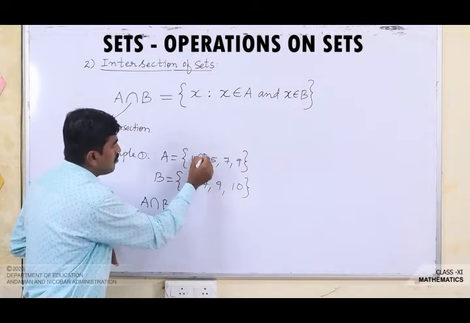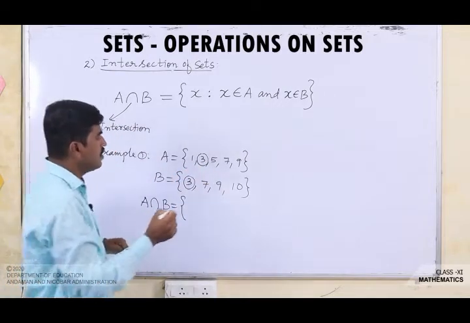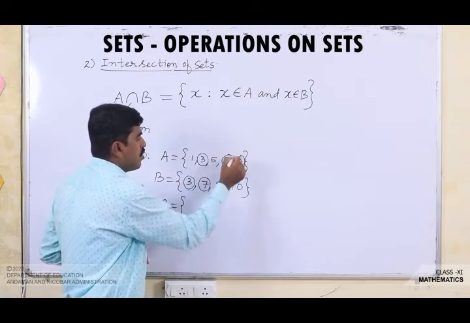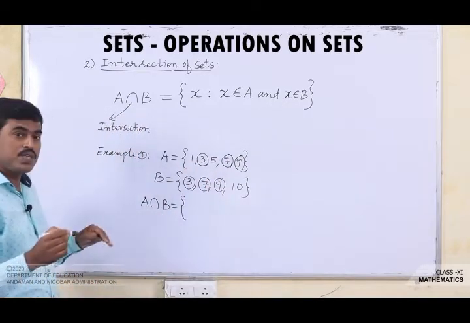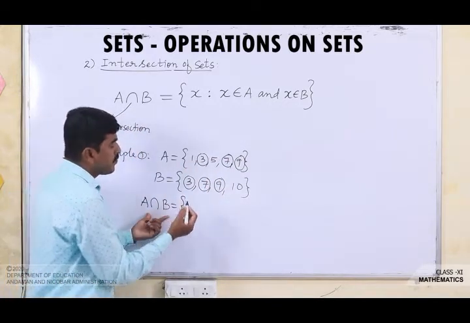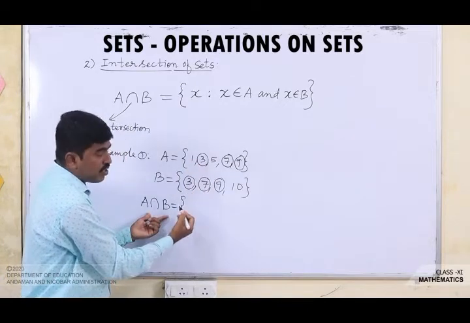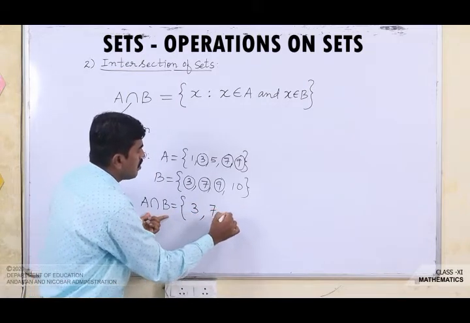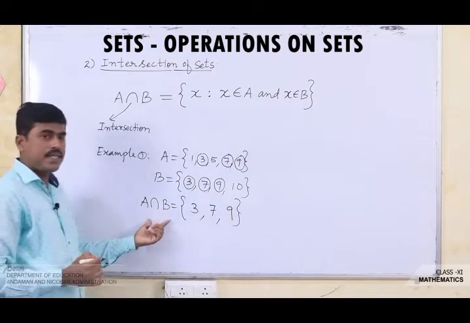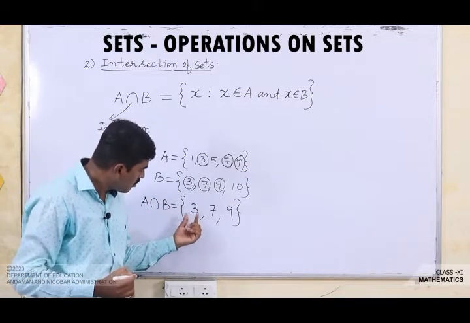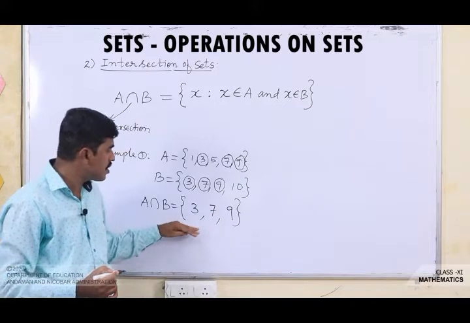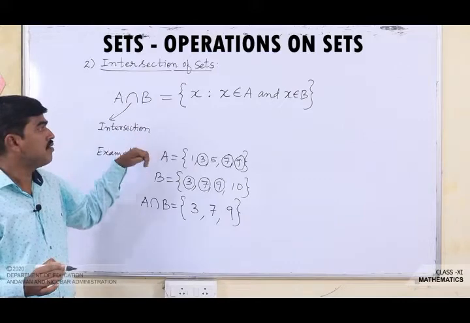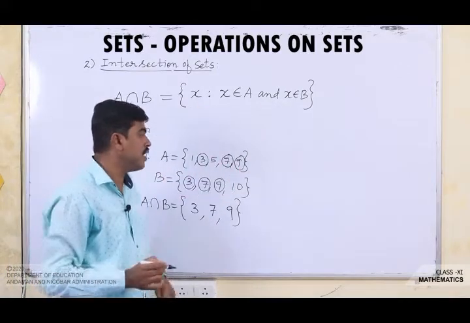Here 3 belongs to both A and B, then 7 also belongs to both A and B, then 9 also belongs to both A and B. So we are going to get a new set A intersection B, which is the set of all those elements which belong to both A and B, that is 3, 7, 9. So A intersection B is the set of elements 3, 7, 9. These elements are common to both A and B. Is it clear? So what is A intersection B? The set of all those elements which are common to both A and B.